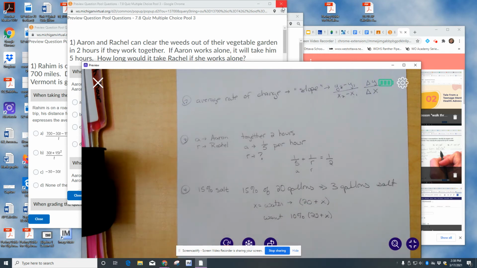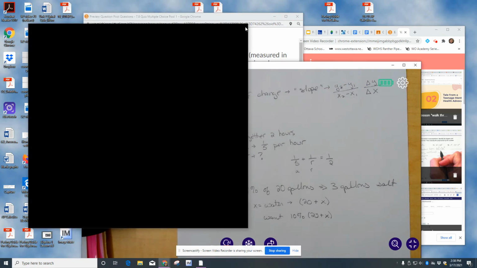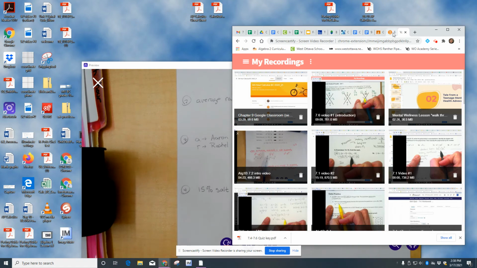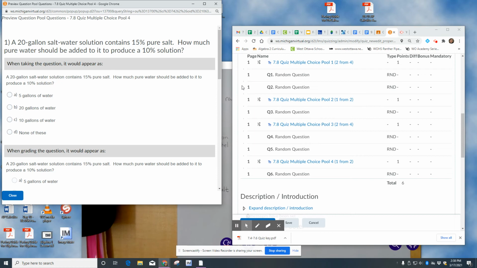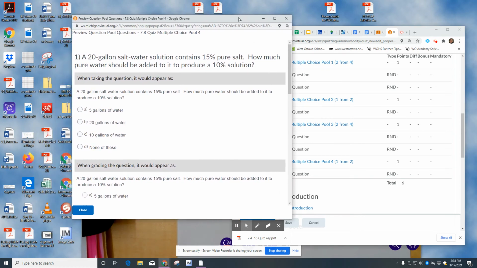Okay, the last one, let me get rid of this. The last one is the salt one. I actually don't know if I opened that one. Let me go over here. I think it might be this one. Yes. So this says a 20-gallon salt water solution contains 15% salt. How much pure water must be added to get to 10% salt?